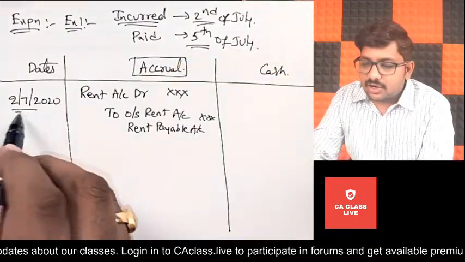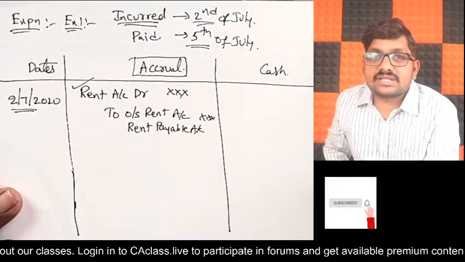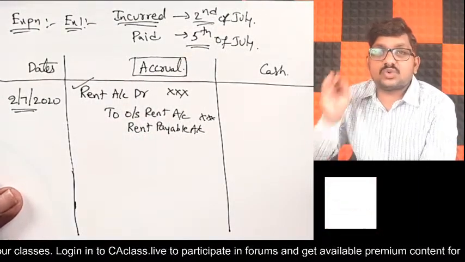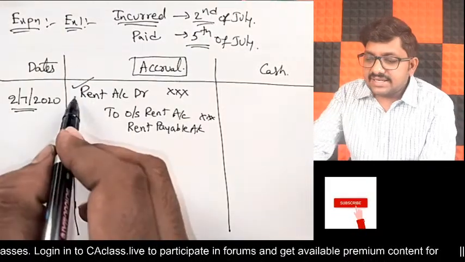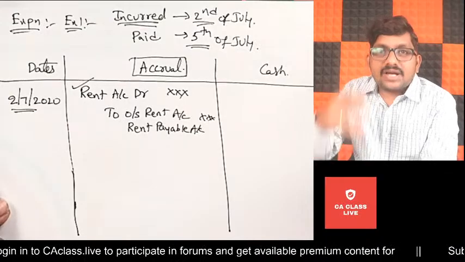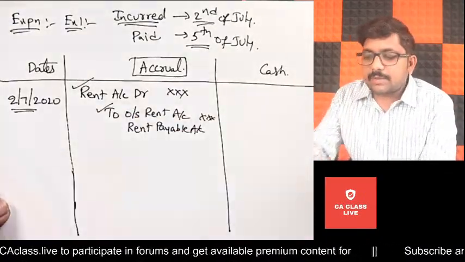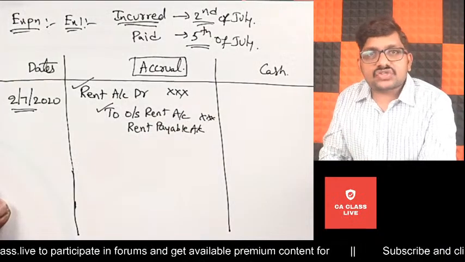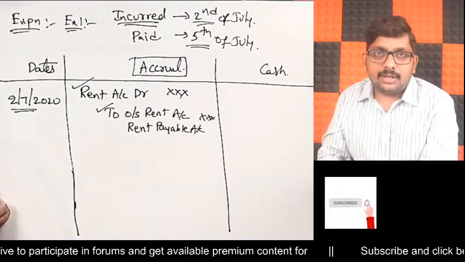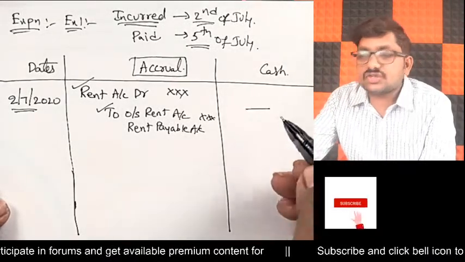That's why on 2nd of July, I am recognizing my rent expense as per accrual system, because accrual system says you have to recognize expense as soon as you have incurred. I incurred, I recognize my expense. But because I did not pay, that liability still continues. So I will recognize my liability as outstanding rent or rent payable.